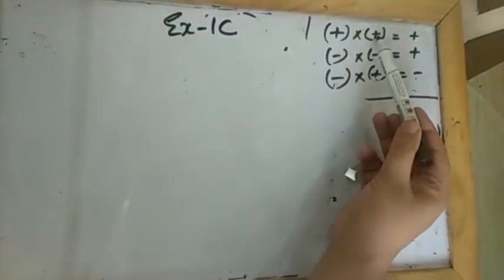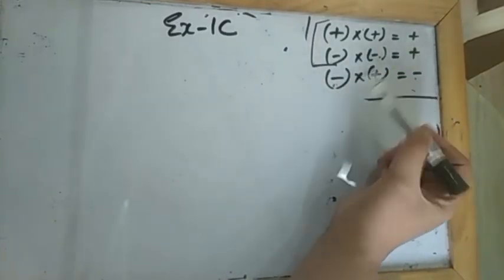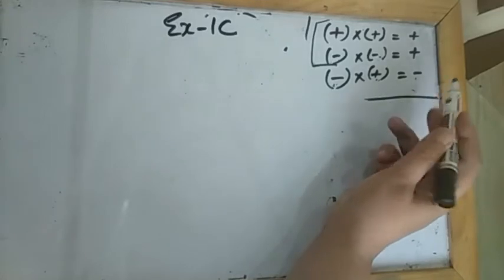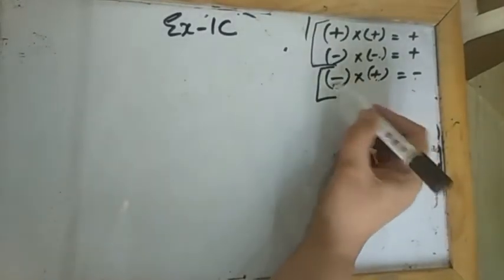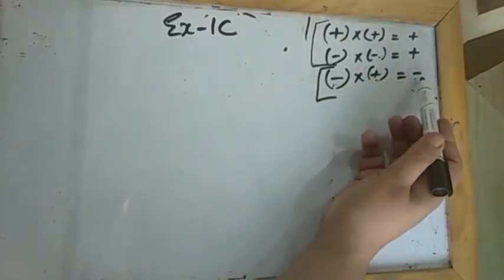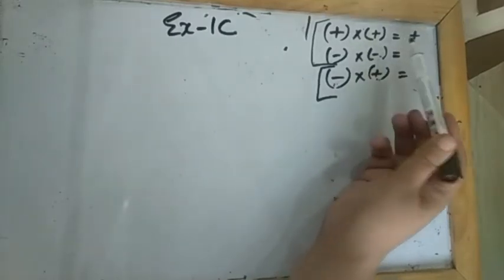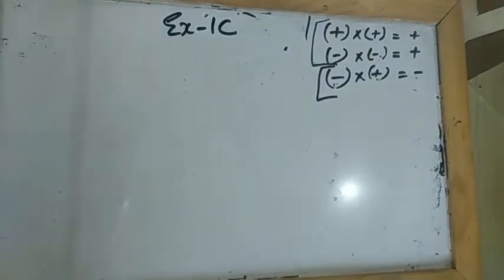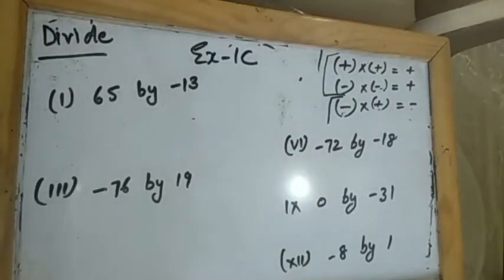If you have two positive integers or two negative integers, their sign will be positive. And if one of the integers is negative and the other is positive, then the sign of the quotient will be negative. If the integers that you are going to divide are of different signs, then the quotient that you will get will always be negative. But if they are of the same signs, then the quotient will be positive. The same rule that we have learned for multiplication.